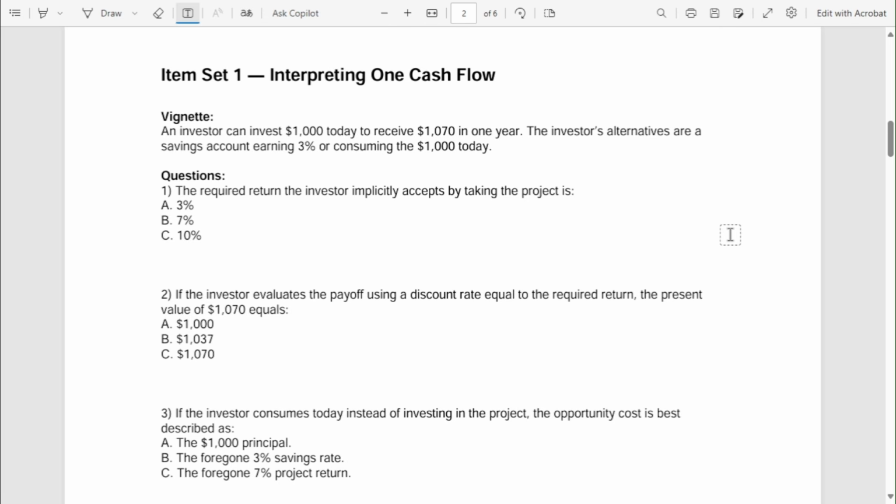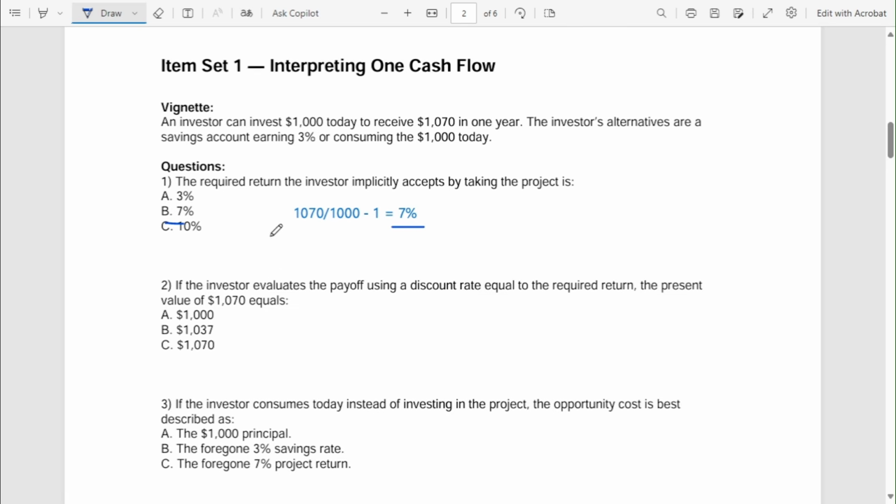An investor can invest $1,000 today to receive $1,070 in 1 year. The investor's alternatives are a savings account earning 3% or consuming the $1,000 today. First question. The required return the investor implicitly accepts by taking the project is, well, this is related to the first interpretation of interest rate as required rate of return. And we calculate it by dividing $1,070, which the investor is going to receive in a year, by $1,000. And it equals 7%. So if the investor goes through with his investment, his required rate of return is 7%.